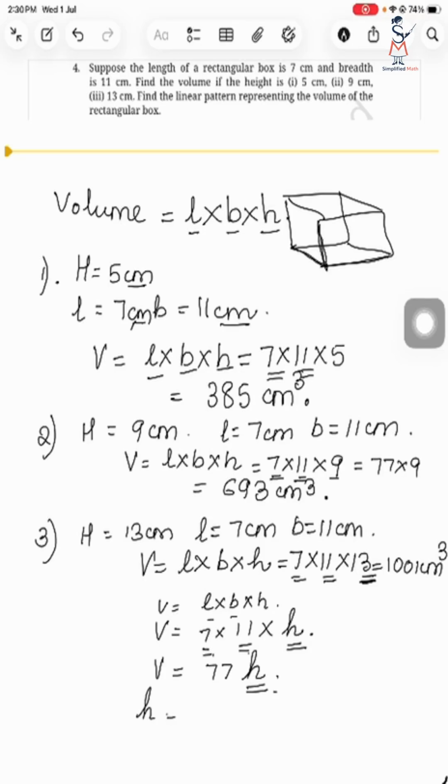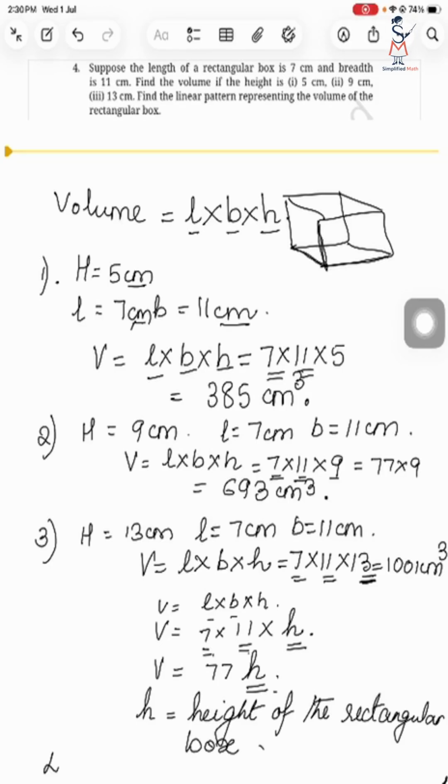So h is the height of the rectangular box. So the linear pattern becomes, you can write here, the required linear pattern is 77 into h.